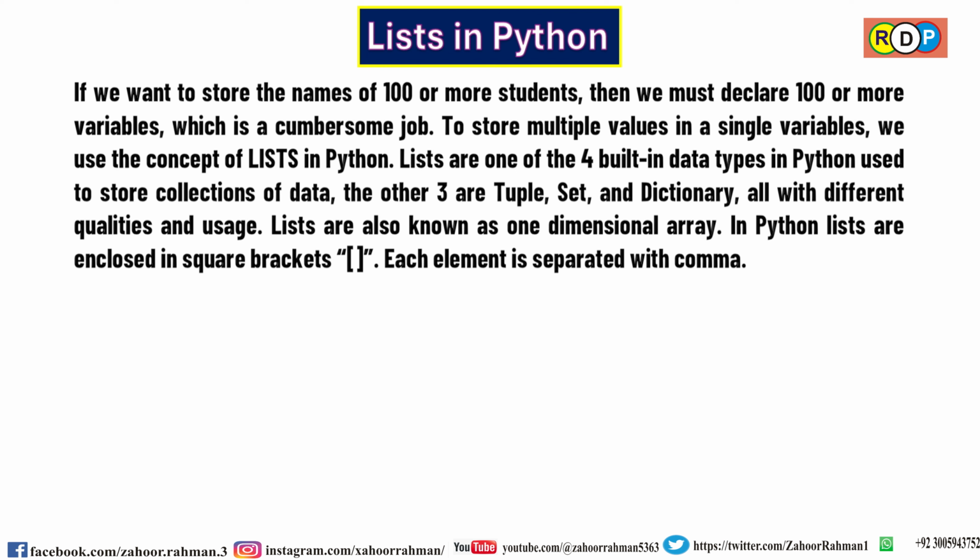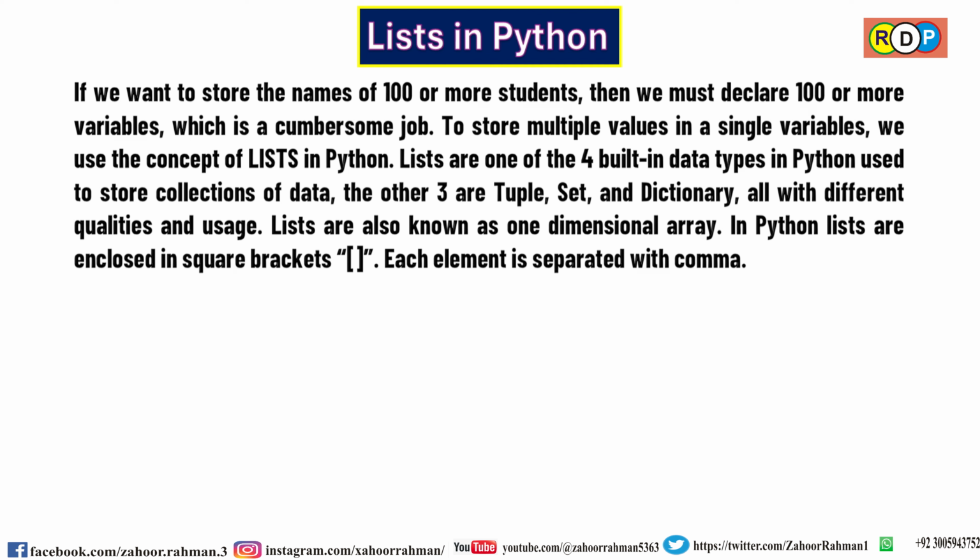Lists are one of the four built-in data types in Python used to store collections of data. The other three are tuple, set, and dictionary, all with different qualities and usage. Lists are also known as one-dimensional arrays. In Python, lists are enclosed in square brackets. Each element is separated with a comma.